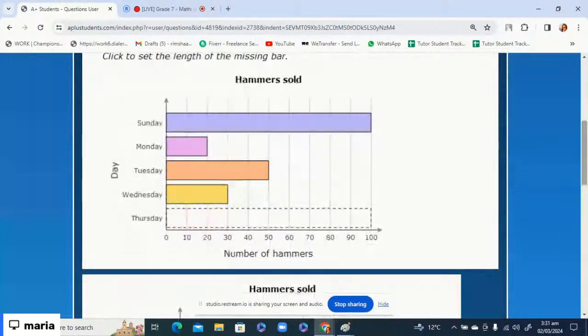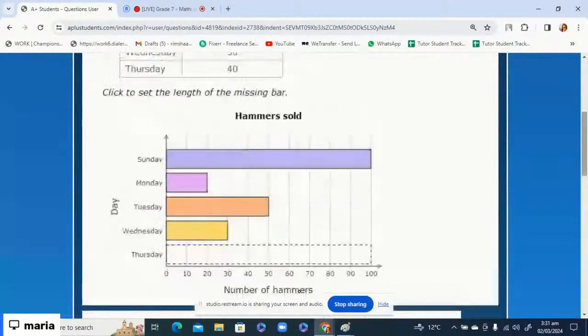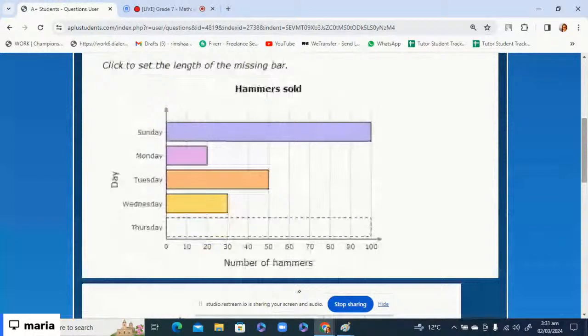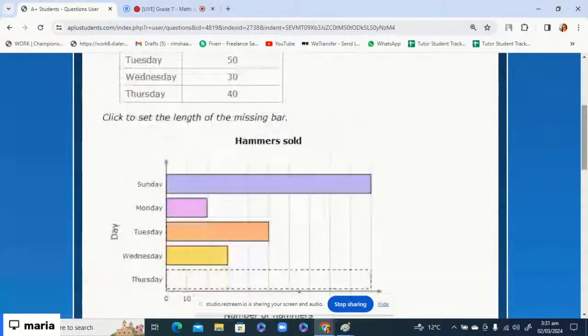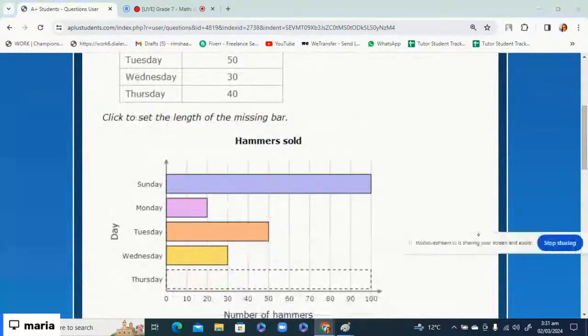Okay, now let's do it for Sunday, it's 100. Yes, it's 100. That's right. For Monday it's 20. Check. For Monday, is it 20? Yes, for Monday it's 20. For Tuesday it's 50. Yes, it's 50. For Wednesday it's 30. Yes, it's 30. For Thursday it's 40.